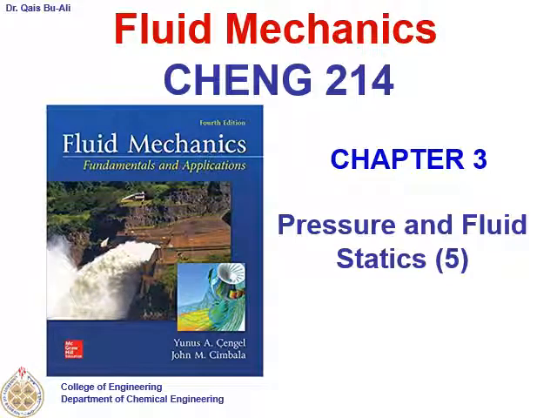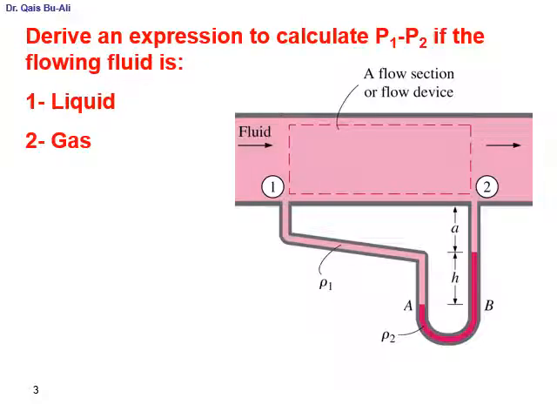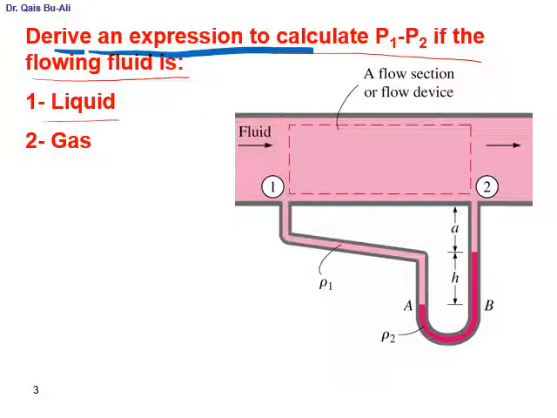Okay, so now I want to continue with what I discussed before. This is the fifth lecture. I'm still talking about pressure measurement devices, manometers, and here is where I stopped last time. In the previous lecture, I was trying to get an expression to calculate P1 minus P2 for whether the flowing fluid was a liquid or a gas.